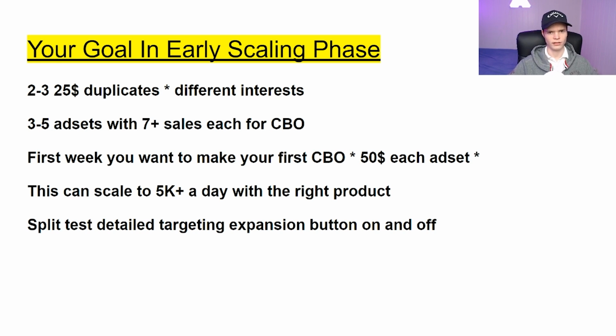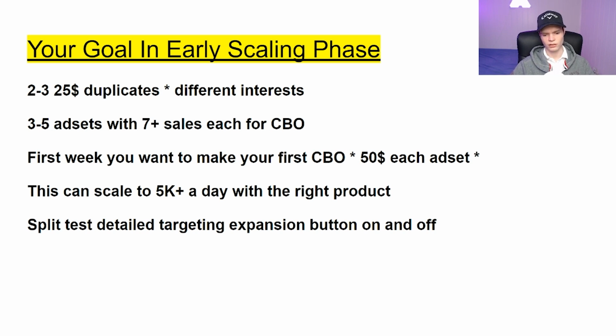Obviously scaling higher than 10k a day is going to have some other advanced stuff, but with the right product, this is honestly the formula to like 10k a day. Obviously making multiple CBOs, multiple $25 ad sets, multiple interests, but you can scale to 10k a day super profitably just by using this strategy, and I can prove it.